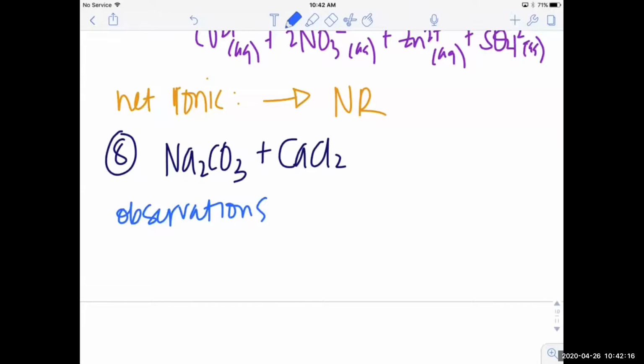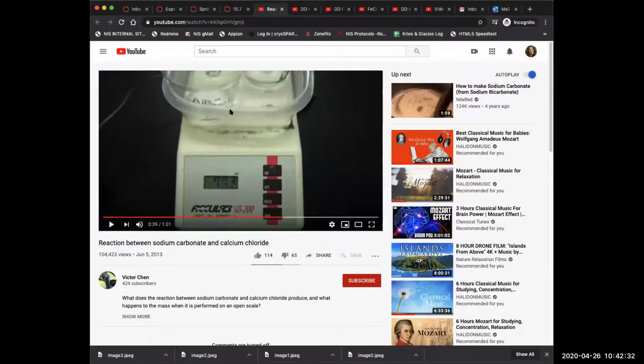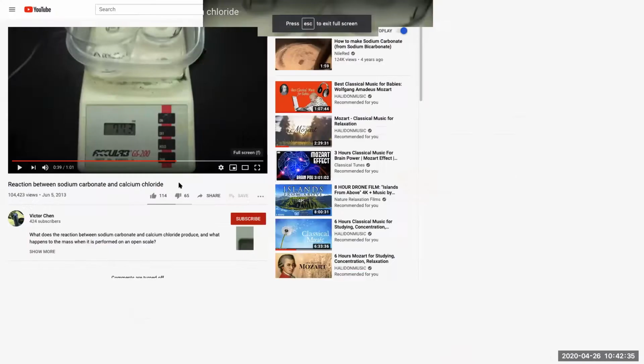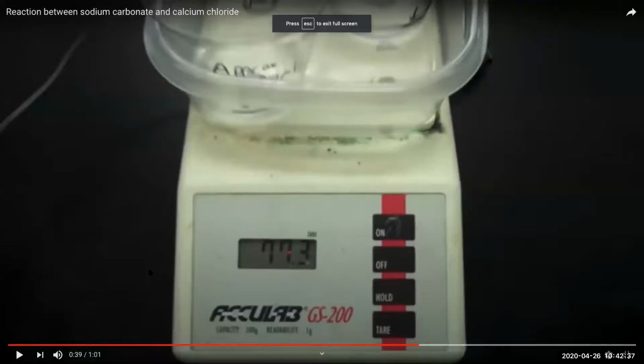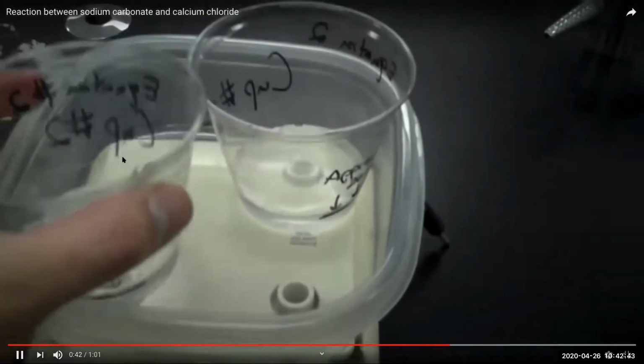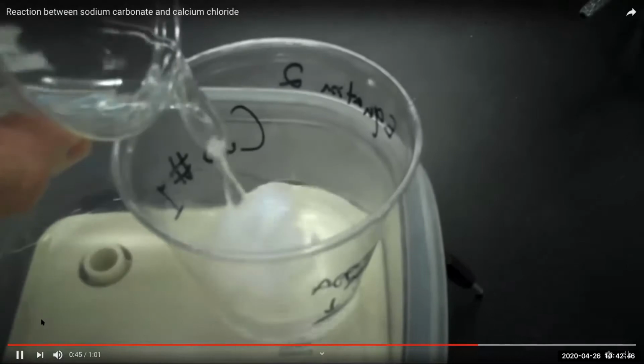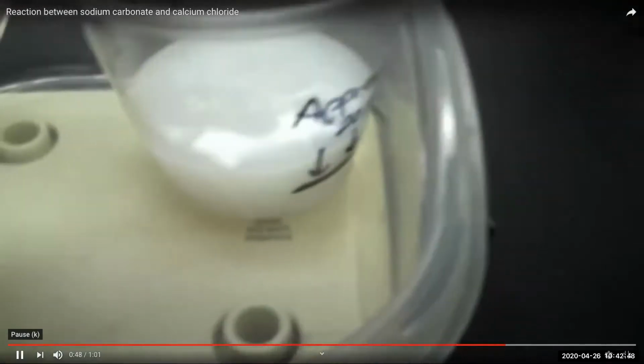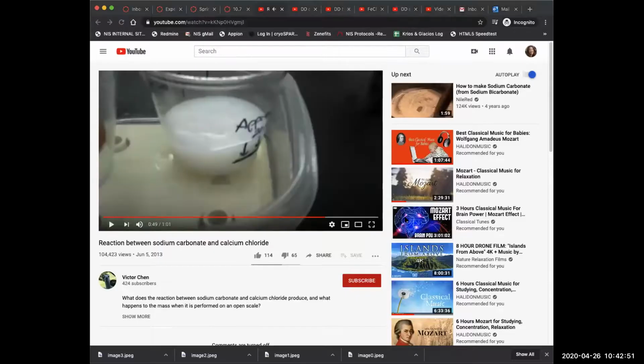So we'll go ahead and watch a reaction between the sodium carbonate and our calcium 2 chloride. So let's bring up this video. So this video is going to show you, there's going to be a scale here. This is traditionally how they're going to show double displacement reactions. So you can see that one container is going to have our sodium carbonate, the other one's going to have our calcium chloride. And they're going to pour one clear solution into the other. And here we can see a white precipitate. So we'll go ahead and write that down for our observations.